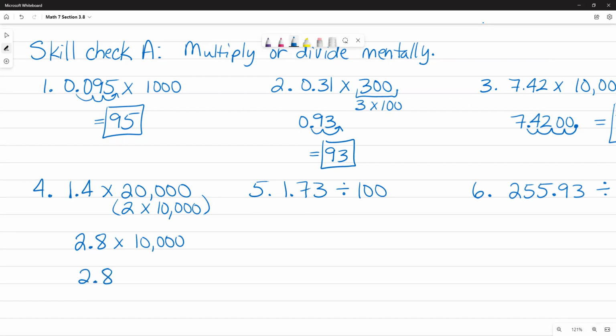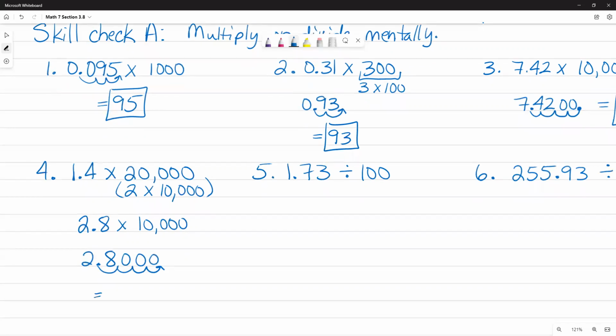How many times am I going to move my decimal? 4 times. Perfect. 1, 2, 3, 4. So I already had the 8. So how many zeros do I need to annex in? 3. And that gives me 28,000.